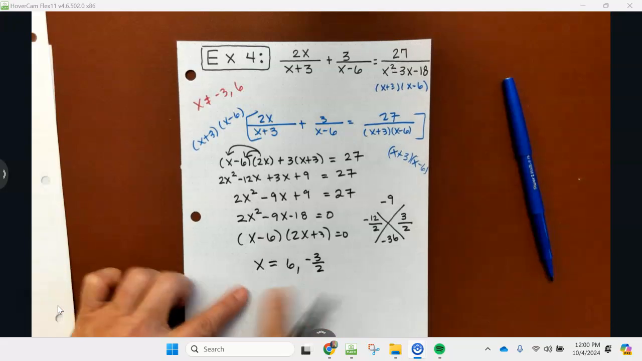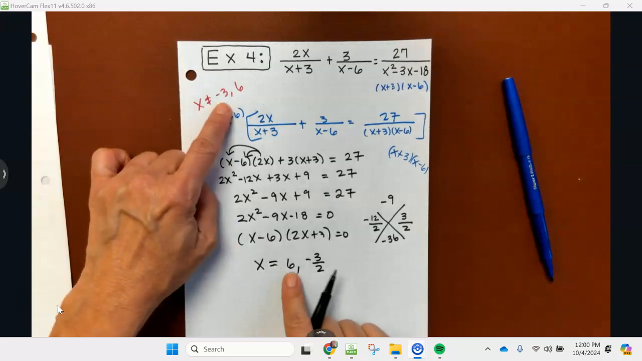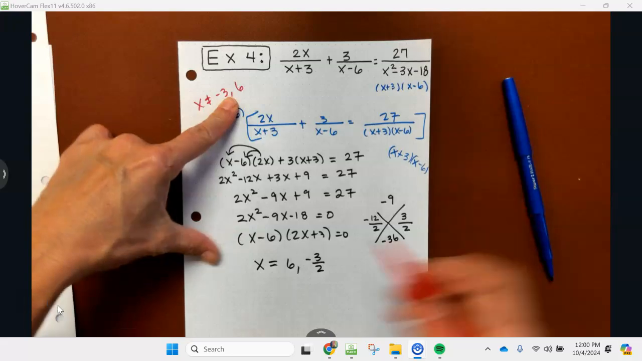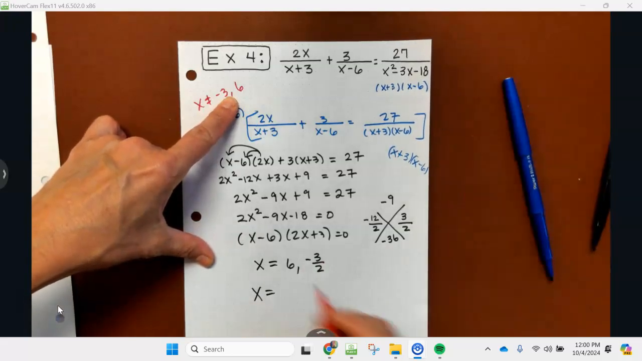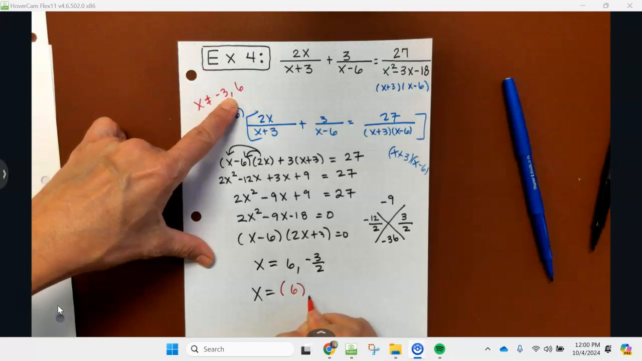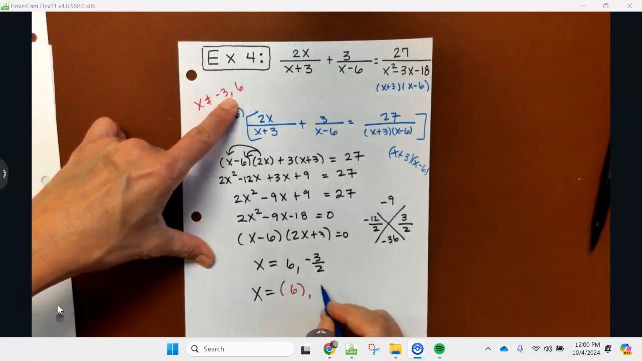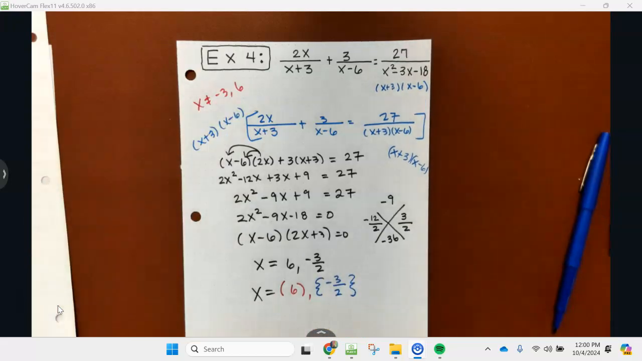So don't box in your answer like that, because we have to show that we have an extraneous solution. So x equals 6. And then let's go ahead and put our good answer in the braces. So negative 3 over 2. And that's it. That's going to be the answer for our last example.